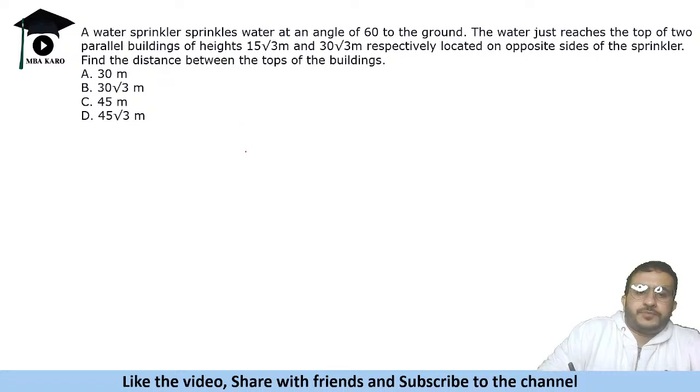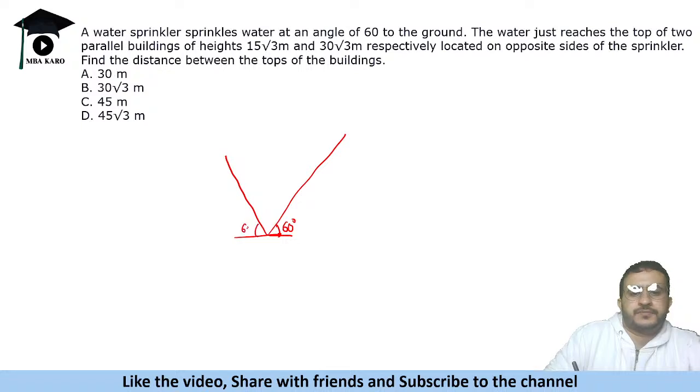So there's a water sprinkler that gives water at an angle of 60 degrees. तो दोनों साइड फेंक रहा है पानी 60 degrees पे. The water just reaches the top of two parallel buildings of heights 15 root 3 meters and 30 root 3 meters respectively. So this is 30 root 3. This is 15 root 3.